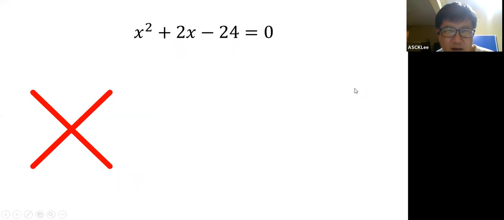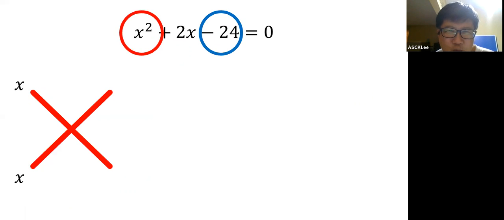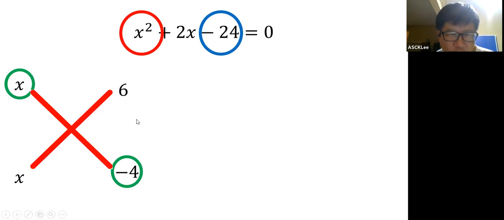Let's look at something again. We progressively get more advanced in our questions. So x squared is x times x. Minus 24 is, let's say, 6 times minus 4. So 6 times minus 4 equals minus 24. So multiply it diagonally. x times minus 4 is minus 4x. x times 6 is 6x.